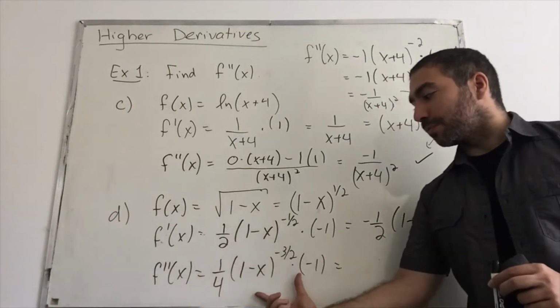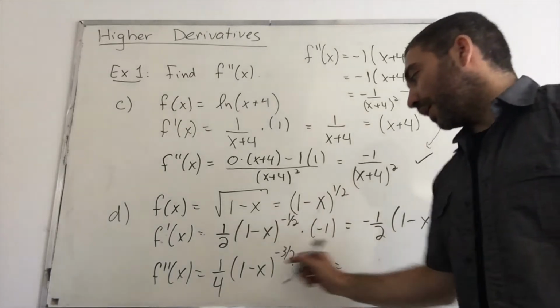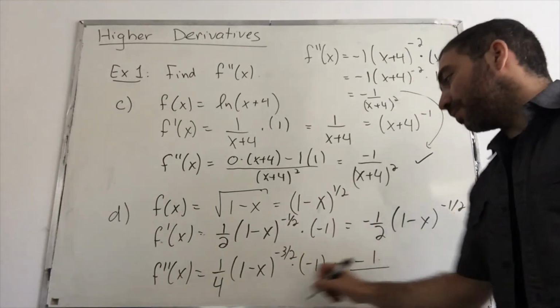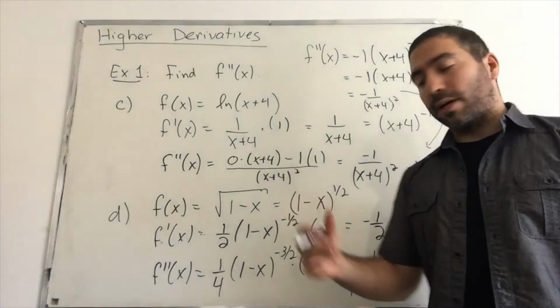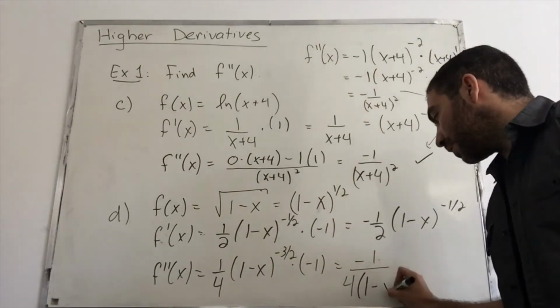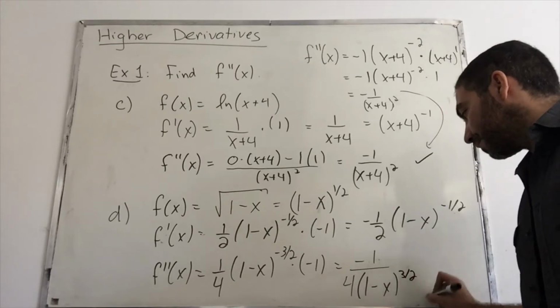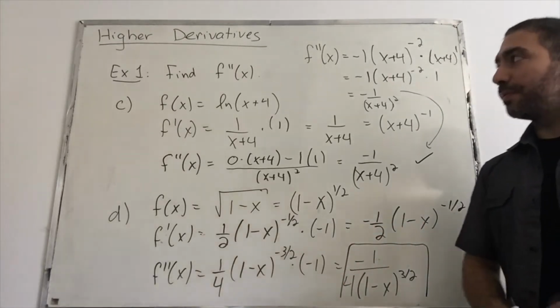Okay. And now we're just going to simplify this. So negative 1 on top. On the bottom, we have 4. This term here has a negative exponent. We drop it down, giving us 1 minus x to the 3 halves. And this is the second derivative.